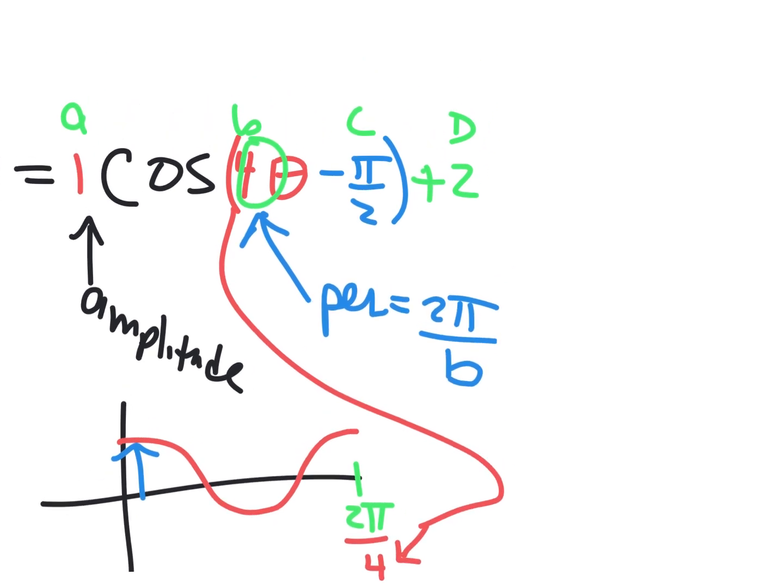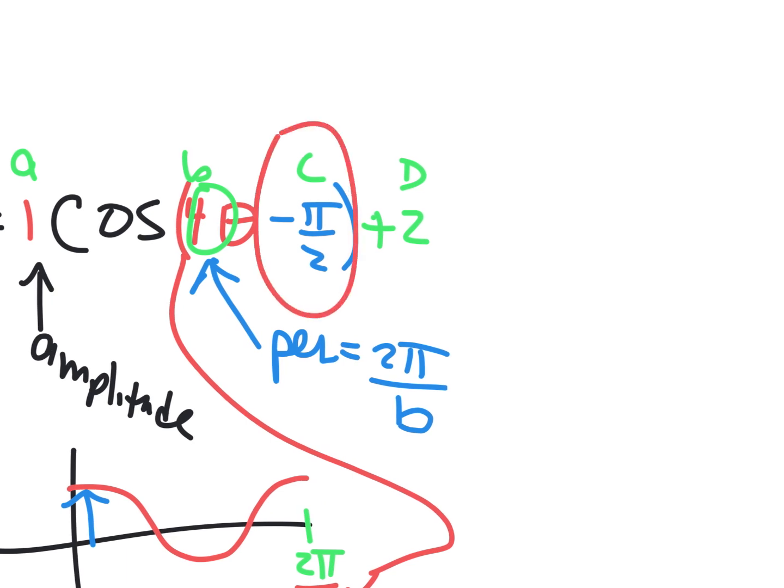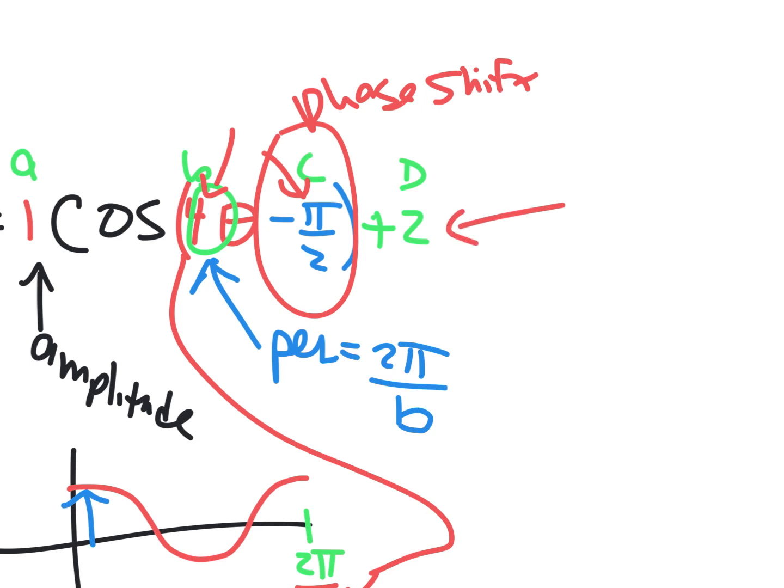All right, the C is what's called the phase shift. And we will never have a number here and here at the same time. It just gets too complicated, but we might do either. We could do a phase shift or we could do a period change. And the last thing we can do is this is just up and down. You move the whole graph up or down.